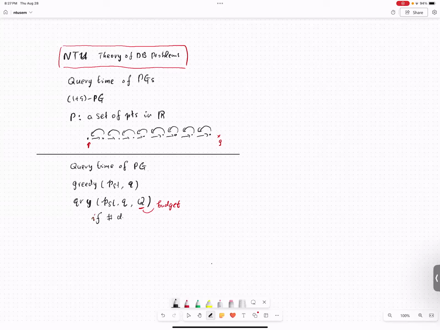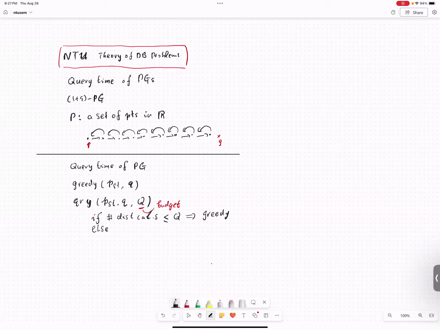This query algorithm says the following: when the algorithm is running, if the number of distance calculations is less than or equal to the budget, you just do what greedy has to do. On the other hand, if the budget has been exhausted, the query algorithm will terminate greedy and return the point that greedy is standing at.